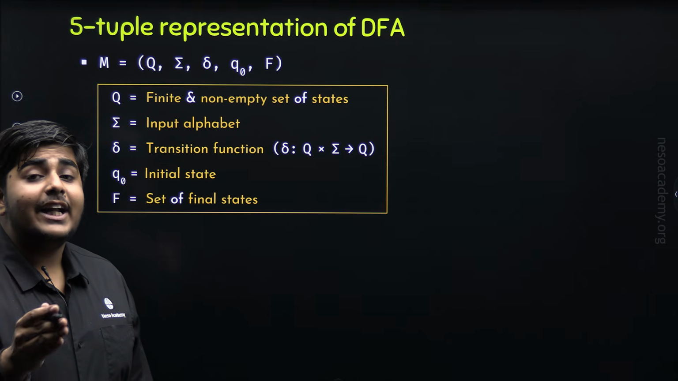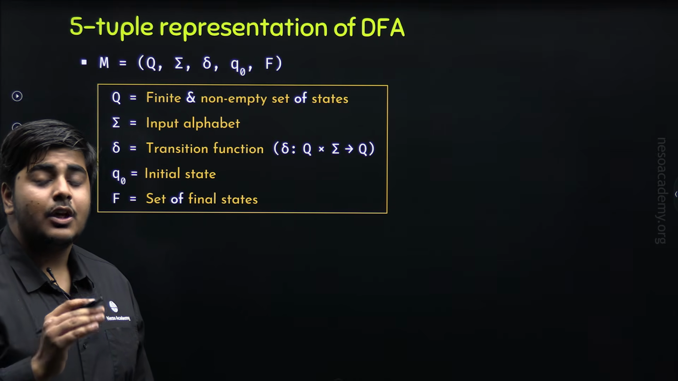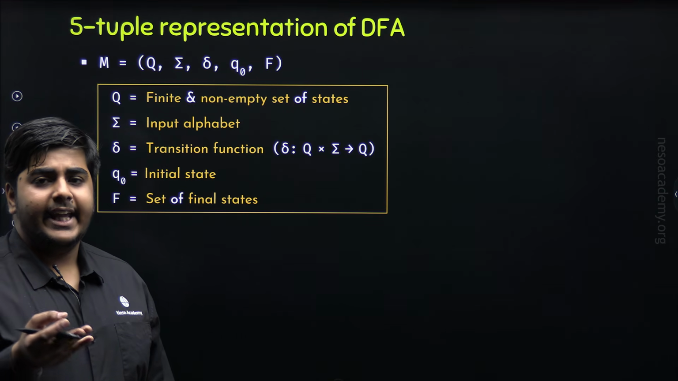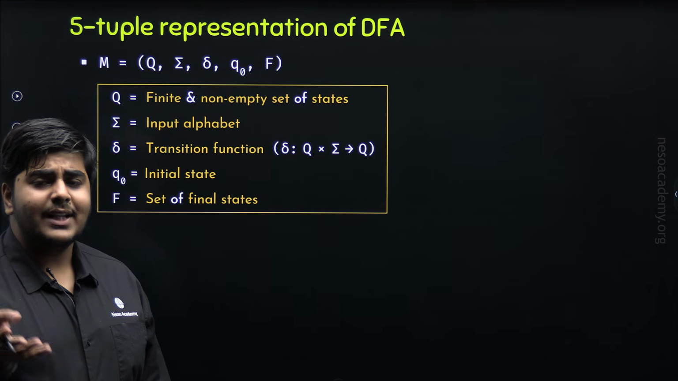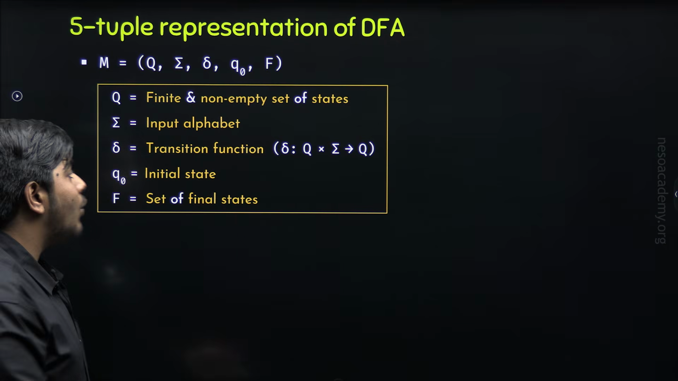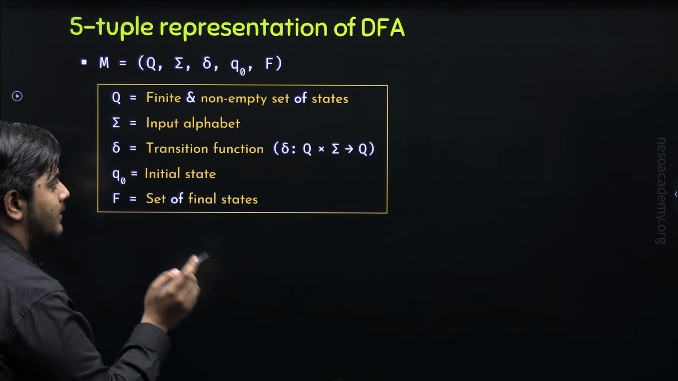It is the finite and non-empty set of symbols. So whatever the symbols you use in the DFA, let's suppose A, B, C, 0, 1 and so on, if I create a set of all those symbols, that is what the input alphabet is.